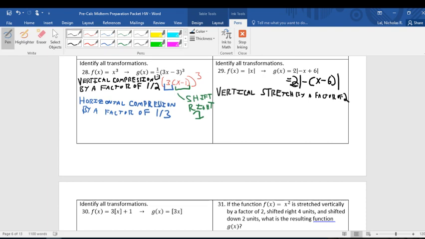So that's this term right here. This is going to be a y-axis reflection. Reflect across the y-axis. Shift right 6.